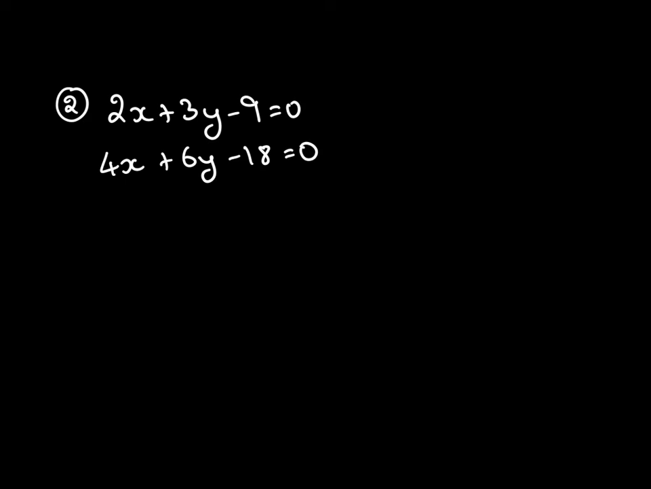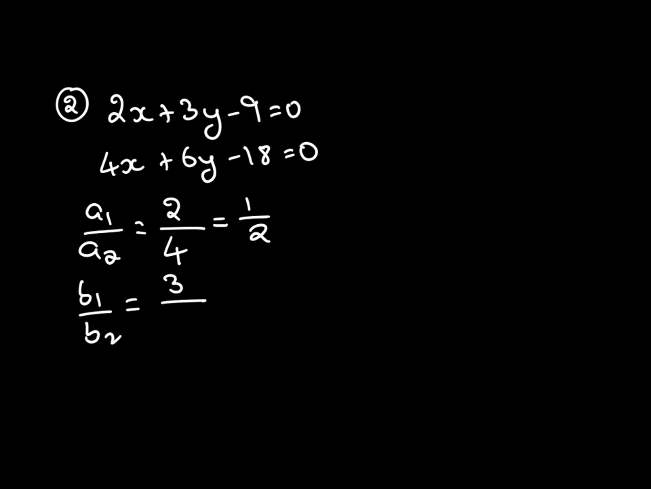Let's look at this example. This pair of linear equations, 2x plus 3y minus 9 equal to 0, 4x plus 6y minus 18 equal to 0. So let's figure out what's a1 over a2. a1 is 2, a2 is 4. If you simplify, it's going to be 1 over 2. What is b1 over b2? b1 is 3, b2 is 6. Simplify, 1 over 2. What is c1 over c2? c1 is negative 9, c2 is negative 18. Simplify, it's 1 over 2.